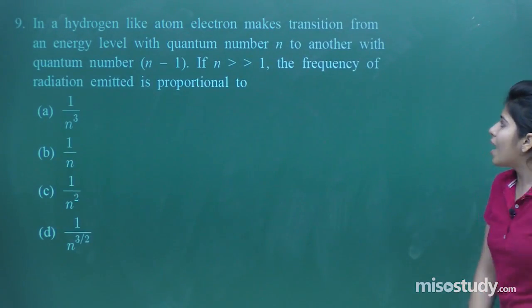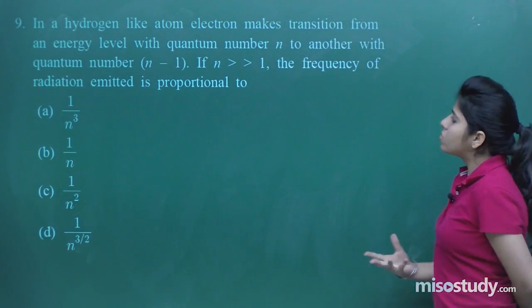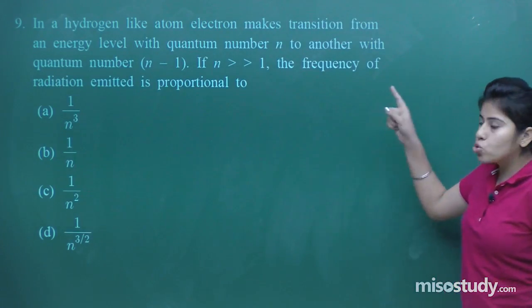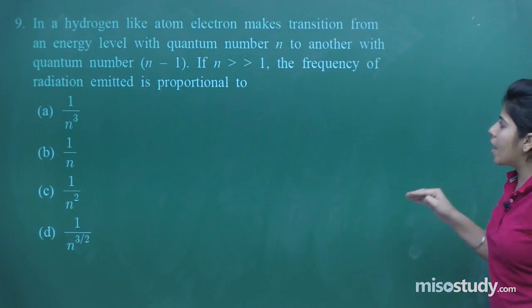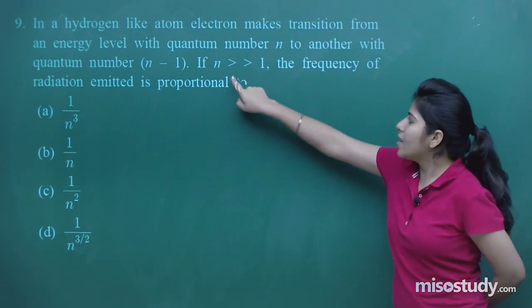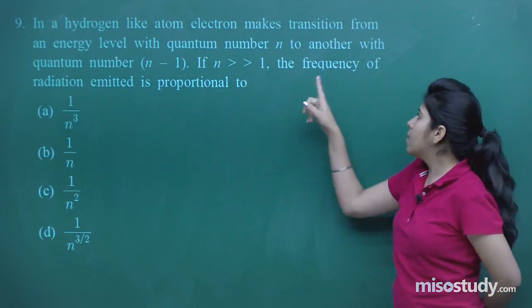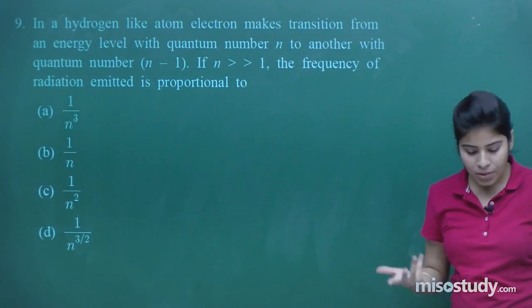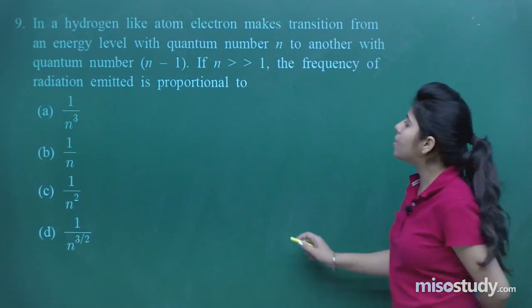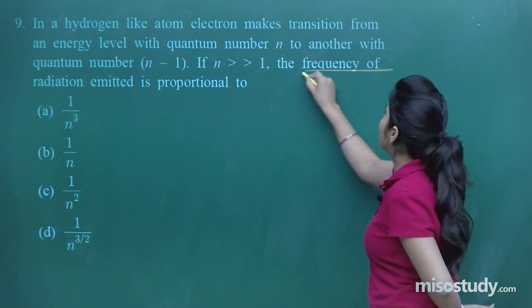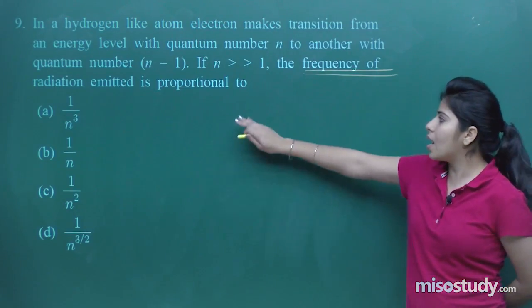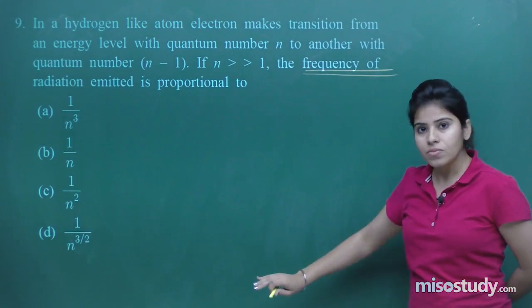In a hydrogen-like atom, an electron makes a transition from an energy level with quantum number n to another with quantum number n minus 1. If n is very much greater than 1, the frequency of radiation emitted is proportional to what? So directly, what I can see here is we have to apply the formula of frequency, because we have to tell the relation between frequency and the quantum number, right.